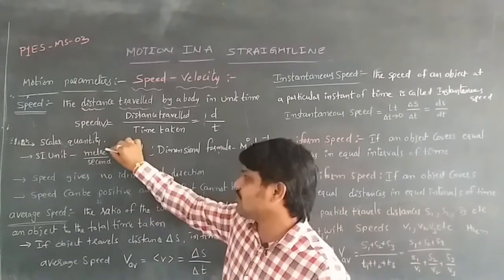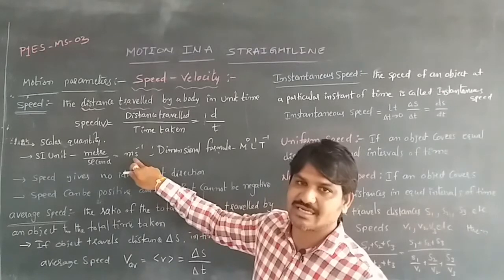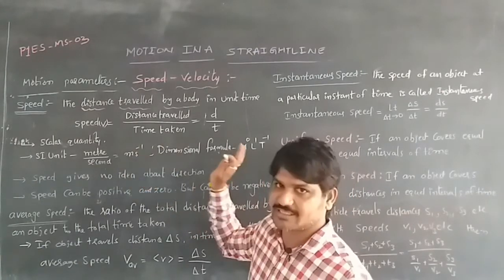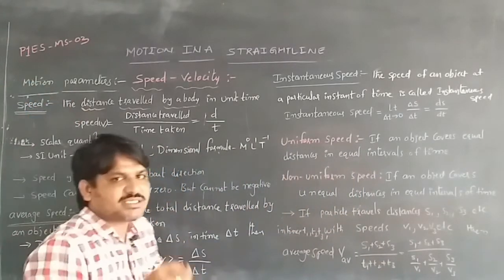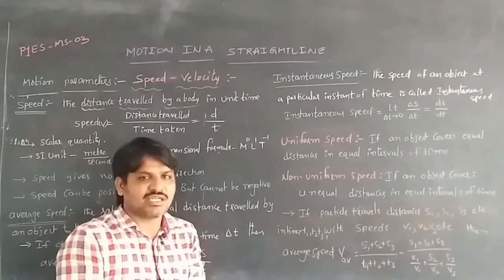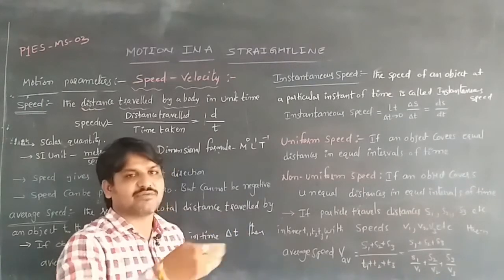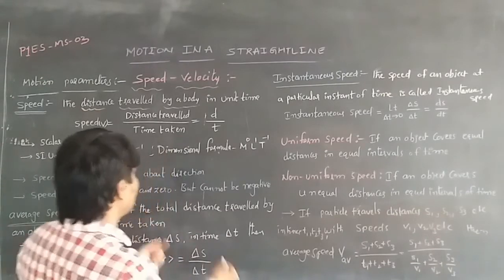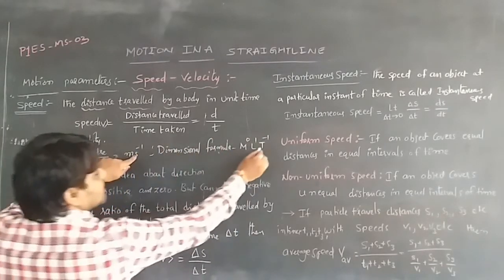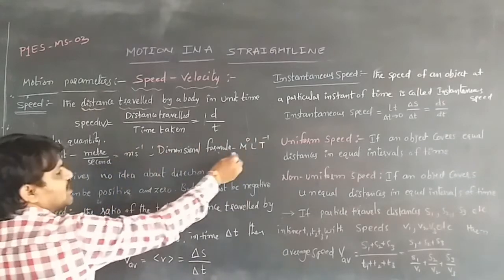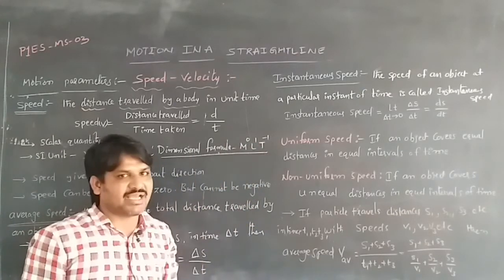It is measured in meter per second, since distance is measured in meters and time in seconds. We can write it as meter per second or meter second inverse. Now the dimension formula. Dimension formula means the units are expressed in terms of fundamental units: mass, length, time. Meter is length, so L power 1, and second is time, so T power minus 1. There is no mass in this unit, so M power 0. The dimensional formula is M power 0, L power 1, T power minus 1.